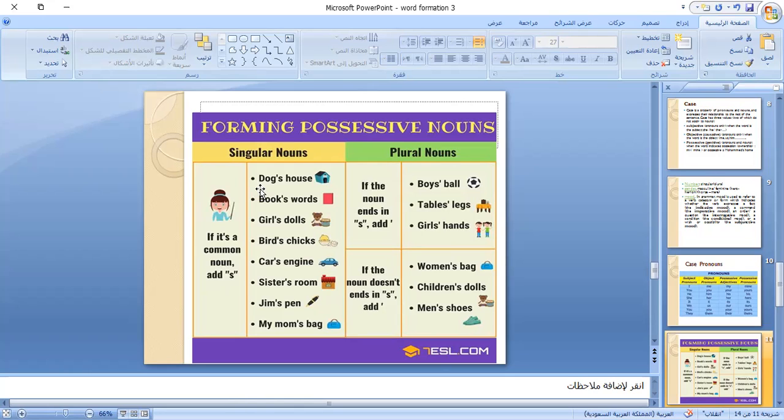But when we add the possessive s to the plural word, you have a different meaning from the original word. Boy, boys, and boys' with an apostrophe: you have three different words from the original one, boy. Table's legs, plural s, and apostrophe, and legs.